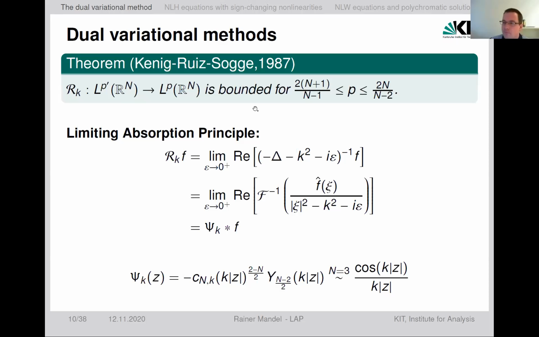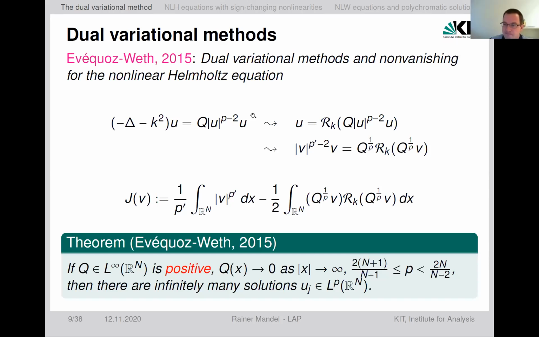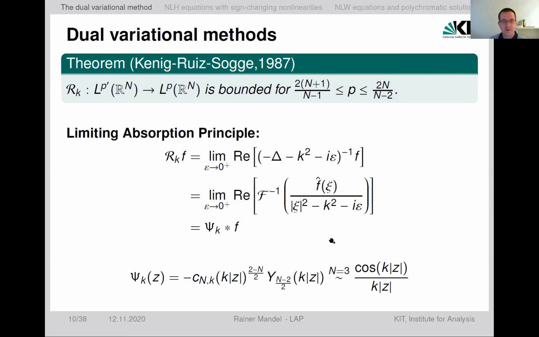May I ask you something? Sorry, yeah, interrupt. So where is this lower bound on p coming from? Yeah, that's what I'm going to explain on the next slide. Okay. So the upper bound is clear. This is from Sobolev embedding. The lower bound is the so-called Stein-Tomas exponent. So it has to do with Fourier restriction theory on spheres. Let me explain this on the next slide.